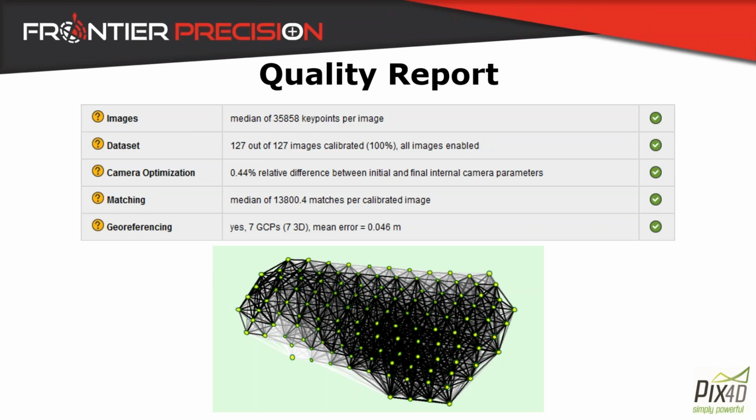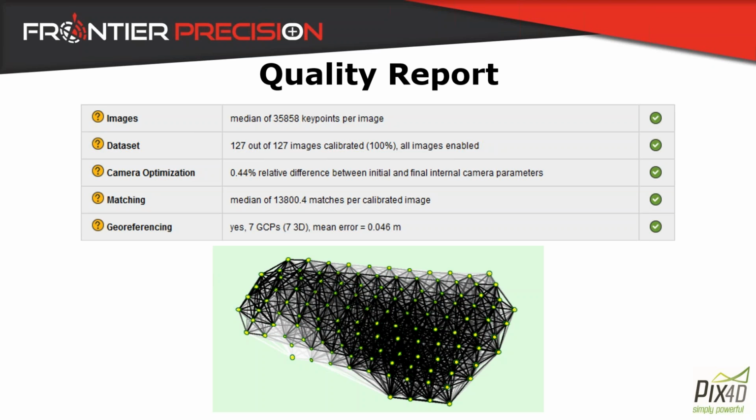So what this is telling us in this particular one is that the average, or the median, is about 35,000 key points per image. And out of the 127 images in the data set, it was able to tie 127 of them together, so 100%. The camera optimization we see is 0.44%.